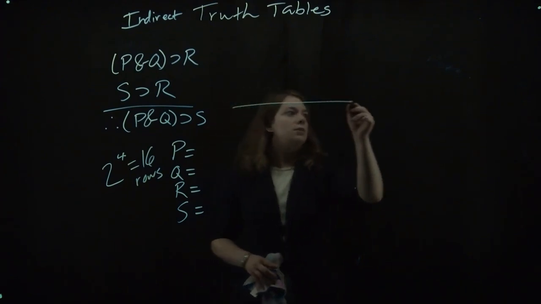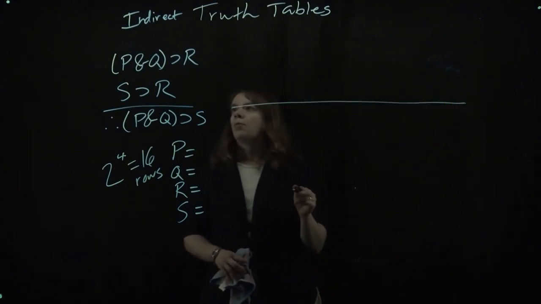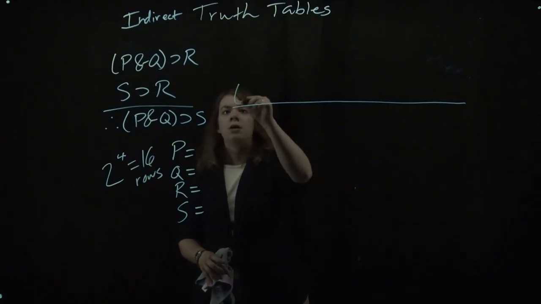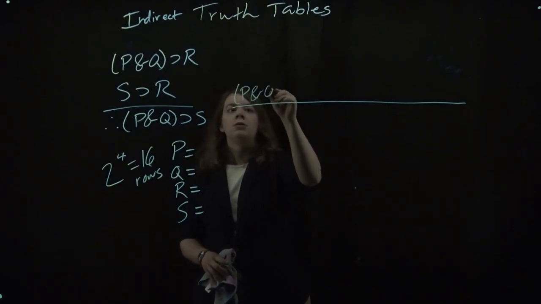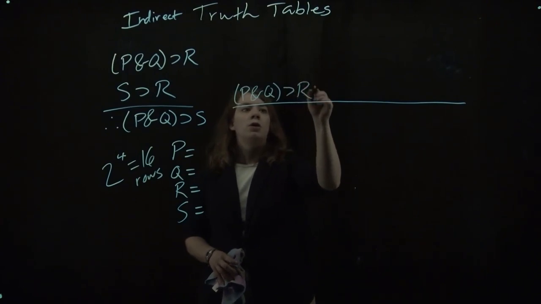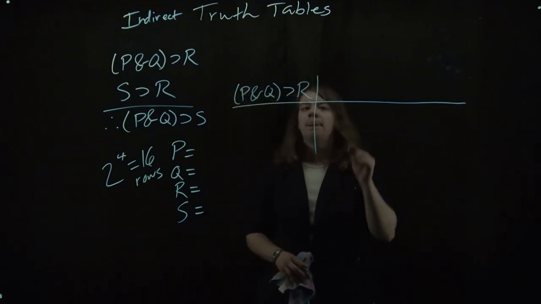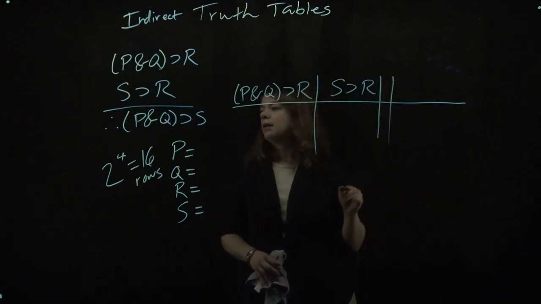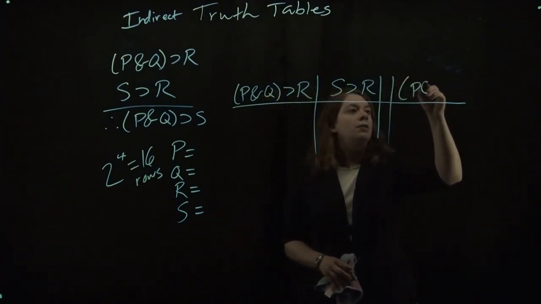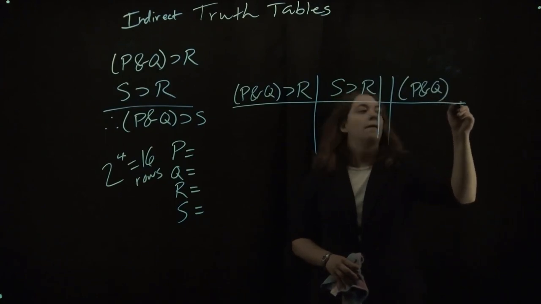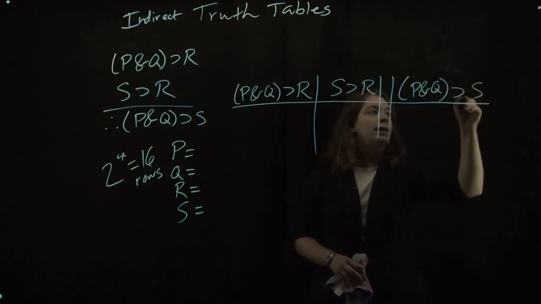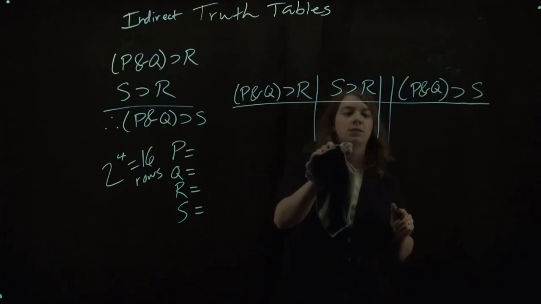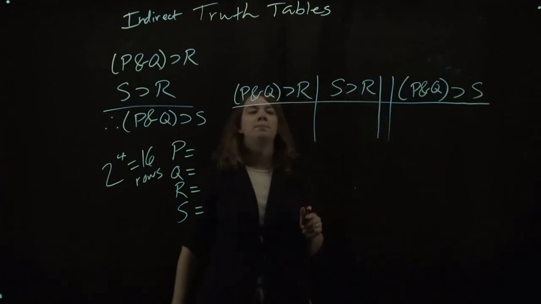So again, we're going to do the same sort of deal. We're going to lay this out on its own little table. So we'll go P and Q, horseshoe R, that's our first premise, S, horseshoe R, and then finally P and Q, horseshoe S. Again, we're trying to figure out whether this is an invalid or valid form.